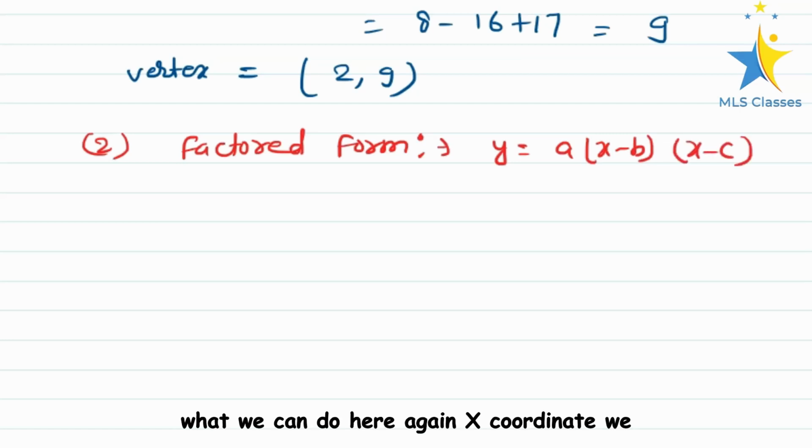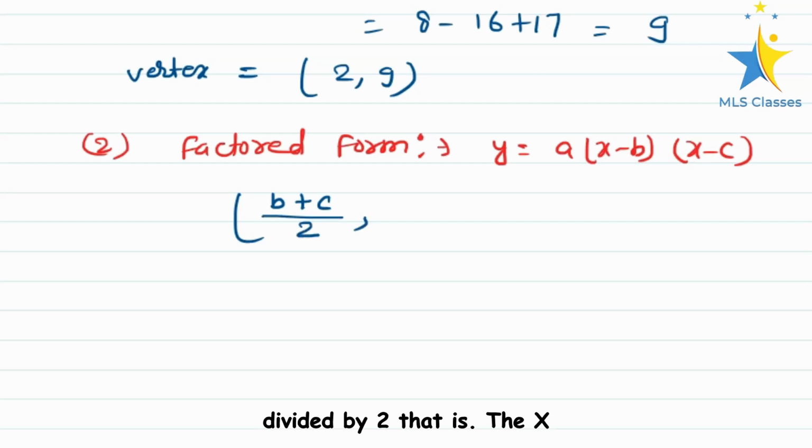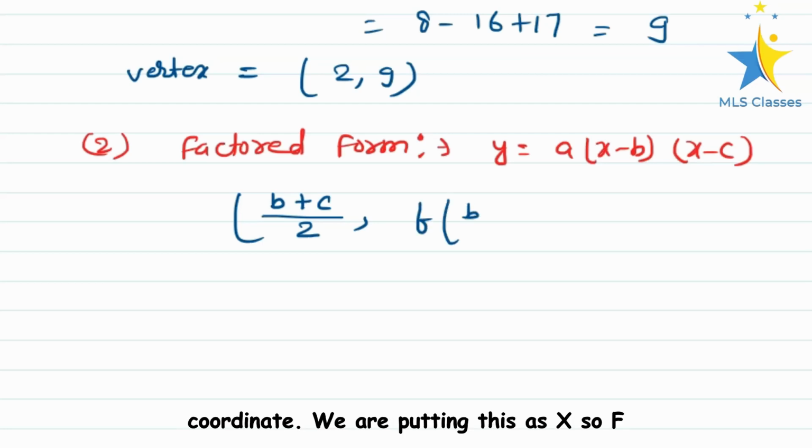So then what we can do here, again we need to find the x coordinate from here. If you see, b and c will be the zeros, or x-intercepts, from here, and the parabola is symmetric about its axis of symmetry, which we will learn later. So here (b plus c) divided by 2 is the x coordinate. For the y coordinate, again we will be using the same method, that is f of the x coordinate we have found, so we put the x coordinate in place of x. So f of (b plus c) over 2.